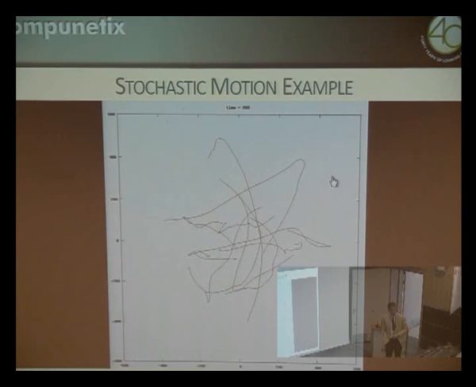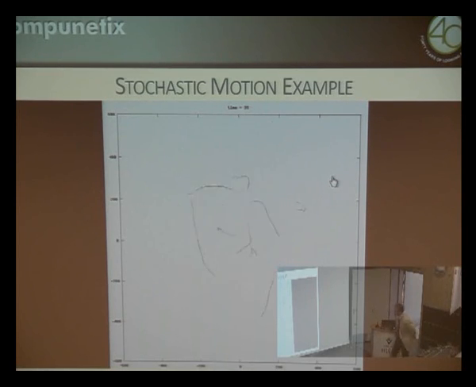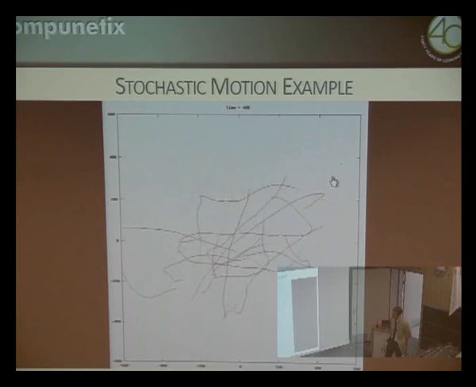Well, the military crowd would say, okay, well, this is all very interesting in mathematics, but this is not necessarily a very realistic or meaningful behavior.